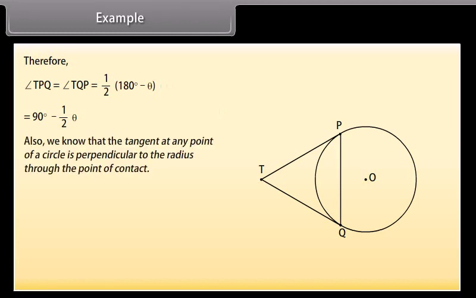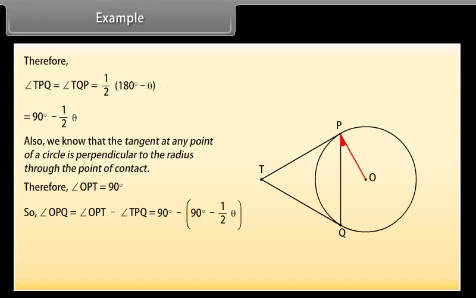Also, we know that the tangent at any point of a circle is perpendicular to the radius through the point of contact. Therefore, angle OPT is equal to 90 degree. So, angle OPQ is equal to angle OPT minus angle TPQ, which equals 90 degree minus (90 degree minus 1 upon 2 theta), equal to 1 upon 2 theta, equal to 1 upon 2 angle PTQ, or angle PTQ is equal to 2 angle OPQ.